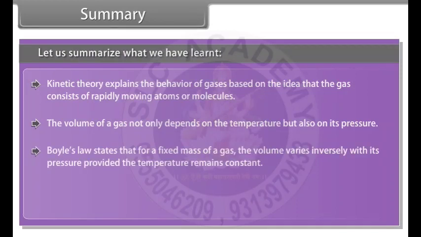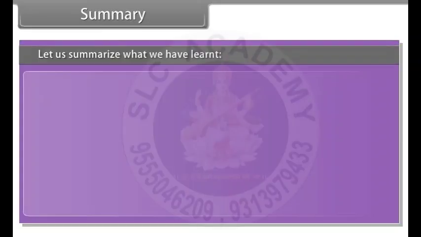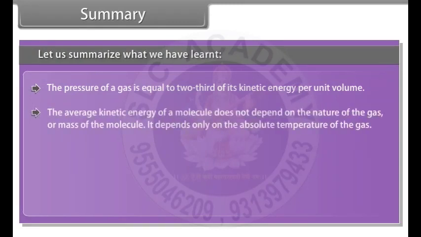Boyle's law states that for a fixed mass of a gas, the volume varies inversely with its pressure provided the temperature remains constant. Charles's law states that the volume of a gas changes by gamma P of its volume at 0 degrees centigrade for each 1 degree centigrade temperature change, provided the pressure remains constant. The pressure of a gas is equal to 2/3 of its kinetic energy per unit volume. The average kinetic energy of a molecule does not depend on the nature of the gas or mass of the molecule. It depends only on the absolute temperature of the gas.